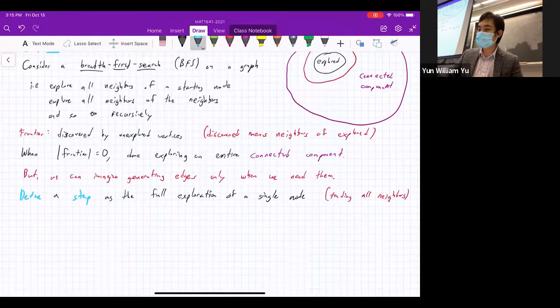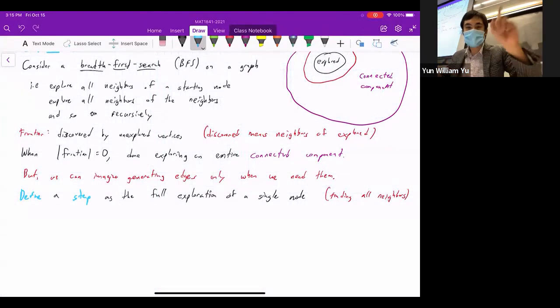Well, let's define this modified breadth first search. Sorry, let me bring up the chat in case people have questions in there.